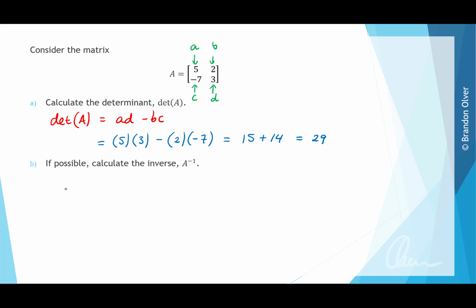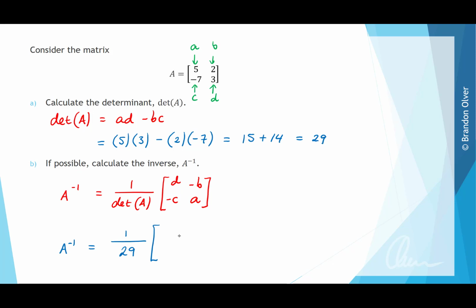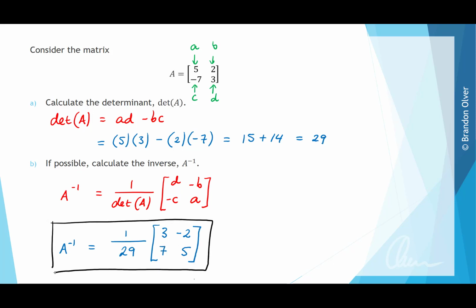So for part B, we know that the inverse, A^-1, is equal to 1 divided by the determinant of A. And then we have A and D swapped positions, and B and C are multiplied by -1. So for our matrix in this question, we have A inverse is equal to 1 divided by the determinant of A, which is 29, which we found in part A. And then we have A and D swapping positions, so we have 3 here and 5 here, and then B and C are both multiplied by -1, so where it was 2 it's now -2, and where it was -7 it's now +7. So this here is the inverse of our matrix A.